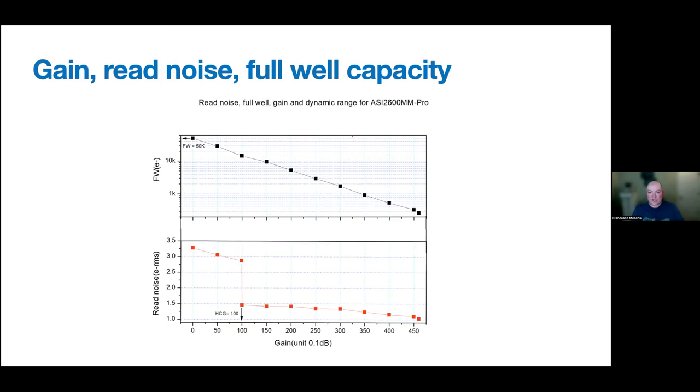These are two charts that I took from the ZWO website. This is for the ASI 2600MM. And you can see the top chart shows the full well capacity as a function of gain. And you can see as I increase the gain, the full well capacity goes down. And that's kind of inevitable.